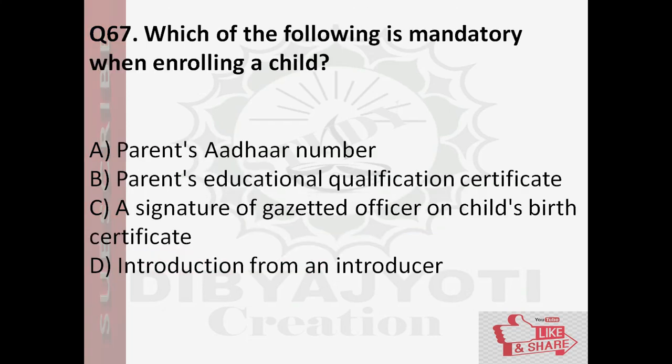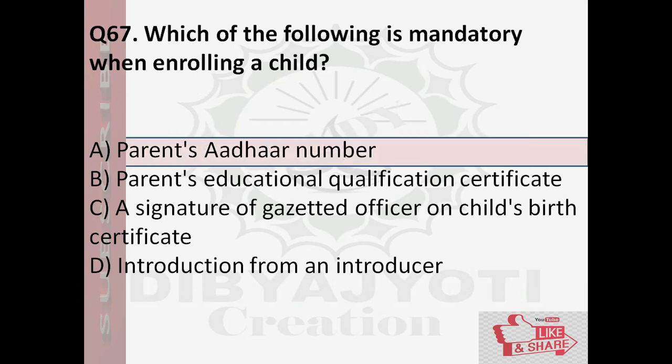Question number 67. Which of the following is mandatory when enrolling a child? Options are option A, parents' Aadhaar number. Option B, parents' educational qualification certificate. Option C, a signature of a gazetted officer on child's birth certificate. Option D, introduction form and introducer. And answer is option A, parents' Aadhaar number.